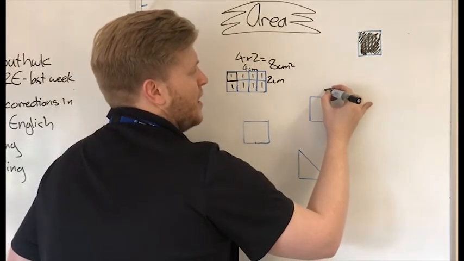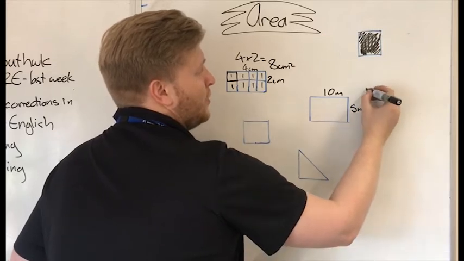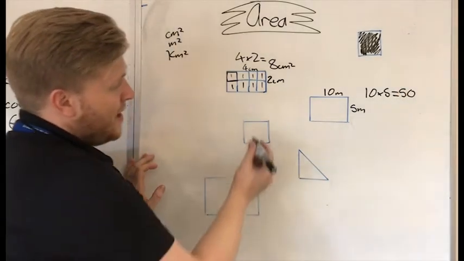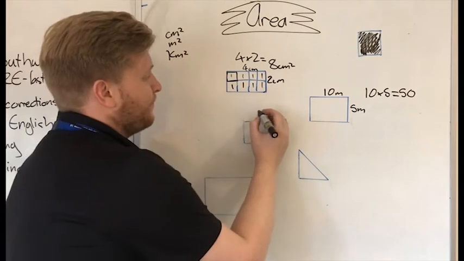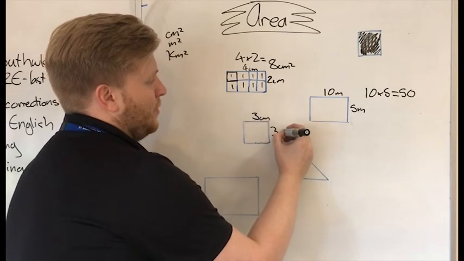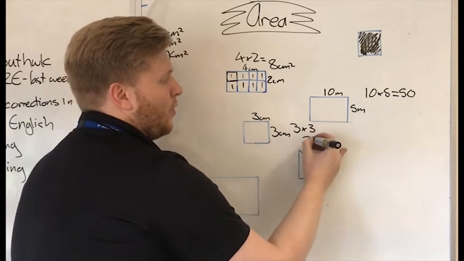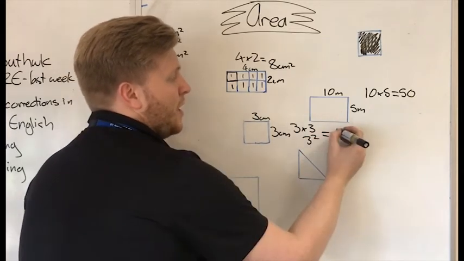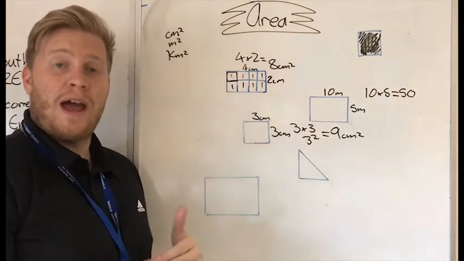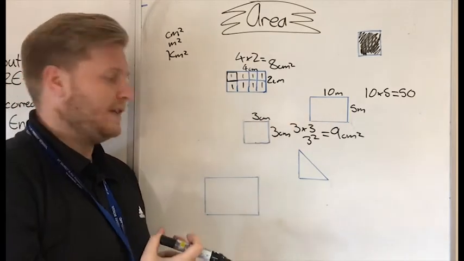If we had this one here, and this was 10 metres across there, and 5 metres across there, we would do 10 times 5, and we would get 50 metres squared. If we had this one here, now obviously with the square, if we had 3 and 3 centimetres, we do 3 times 3, or you might want to call it 3 squared, which would give us 9 centimetres squared. So on a square, you just square the number because we're doing 3 times 3, because we know all the sides are the same.